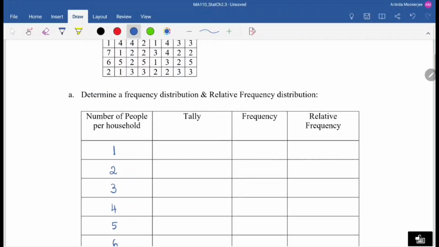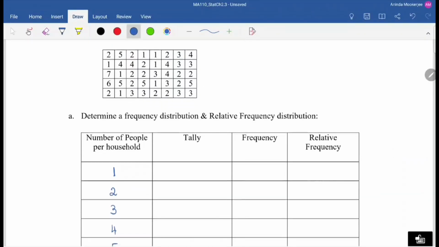Now in the next column, we have to tally. We have to find out how many 1s there are in this table, how many 2s there are in the table, and so on. And like I said before, we are going to go one value at a time. And as you go along, make sure you cross it out so that you don't end up double counting. So I'm going to go column by column. The first value in the table here is a 2. So I cross that out and put a straight line in the row for 2 under the tally column.